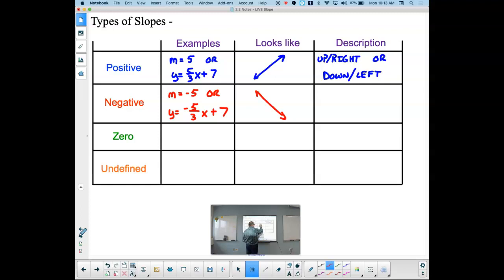It would look like that. It would go down and to the right, pardon me. Or up and to the left.